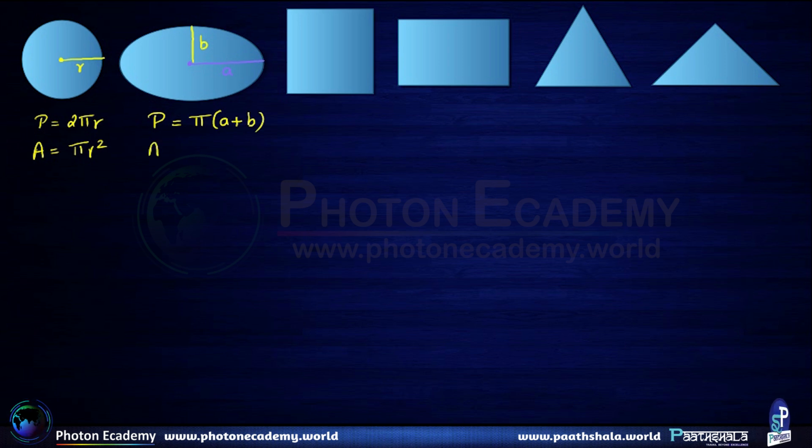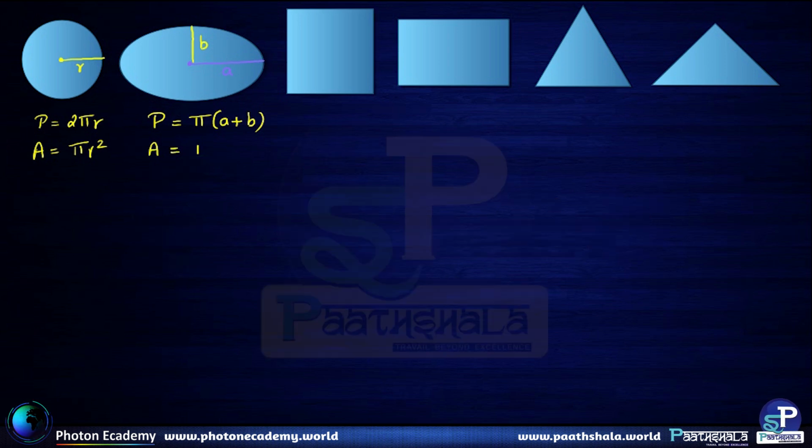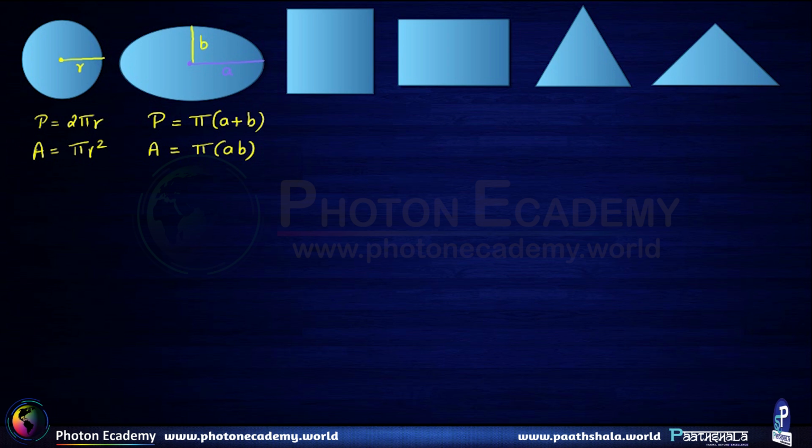So area of the ellipse is going to be equal to pi AB. It can be noted that if A is equal to B is equal to R, then the ellipse becomes a circle, and the formulae for the perimeter and the area also become the formula for the perimeter and the area of the circle. Next is a square with side A.